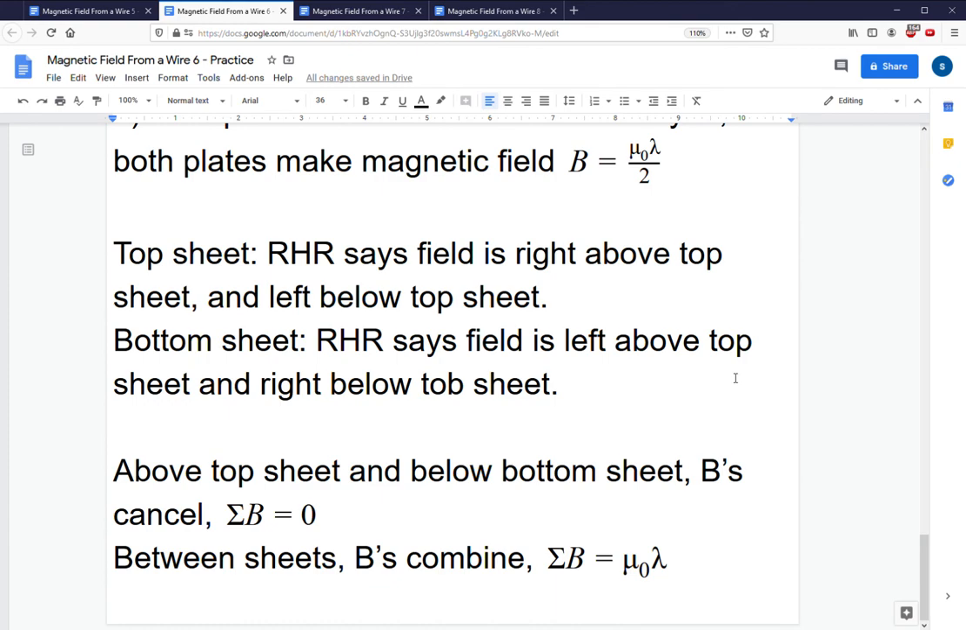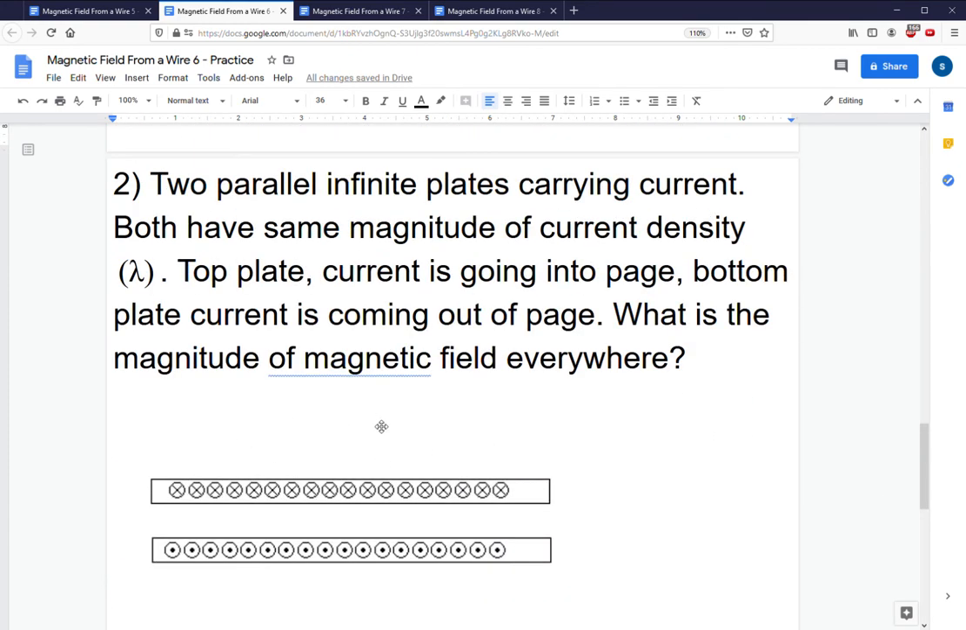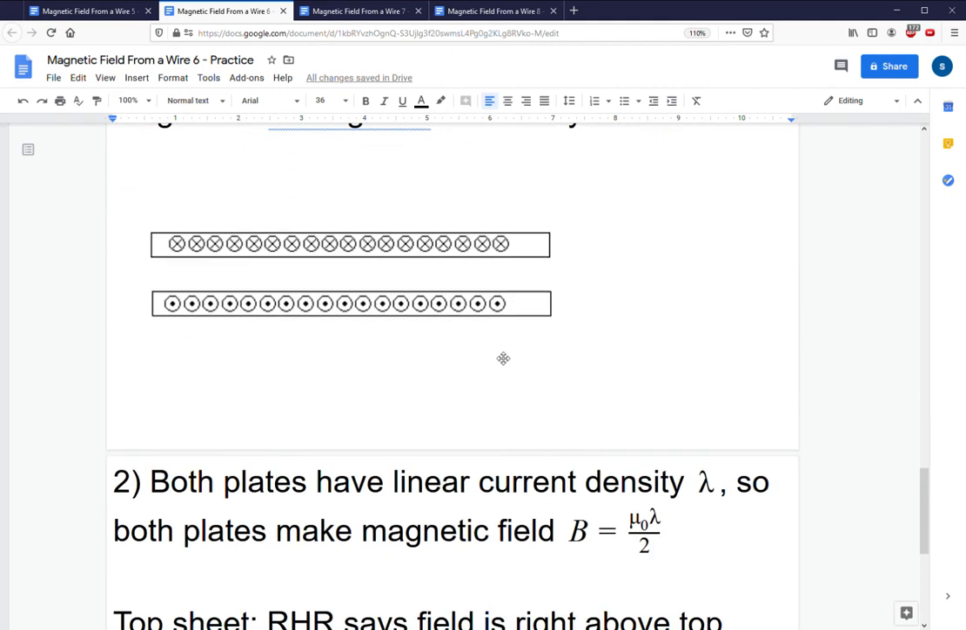Now, if we think about the directions, in this region that's above both sheets, this top sheet is making the magnetic field go to the right, this bottom sheet is making the magnetic field go to the left. They will cancel out up here. Below both sheets, the top sheet is making a magnetic field that's going to the left, the bottom sheet is making a magnetic field that goes to the right. They will, again, cancel. It's only in the middle. The top sheet makes a magnetic field going to the left. The bottom sheet makes a magnetic field going to the left. In the middle, they will add together.